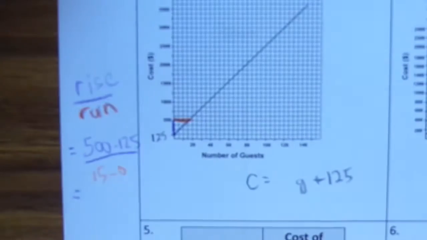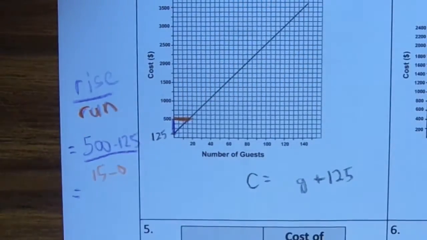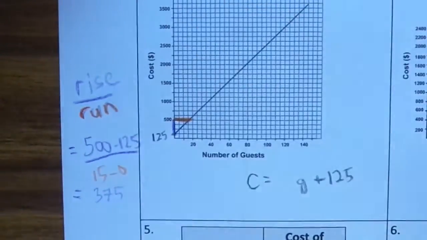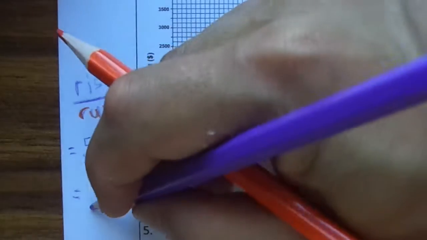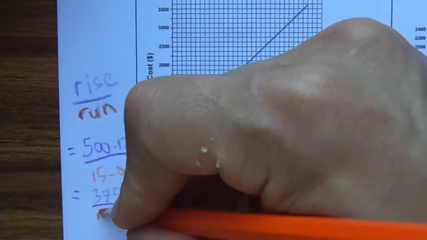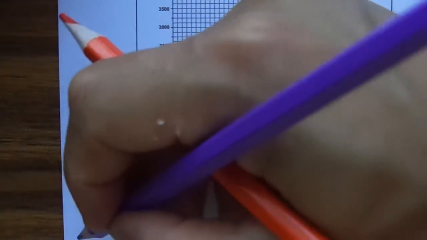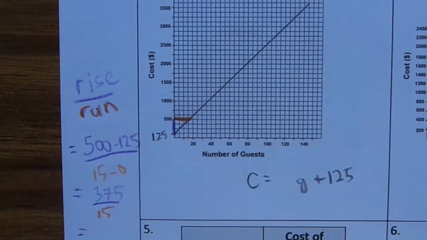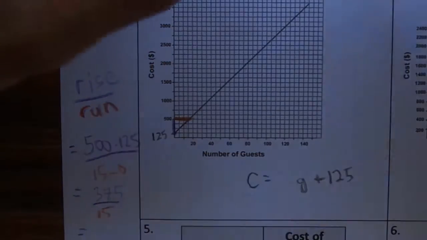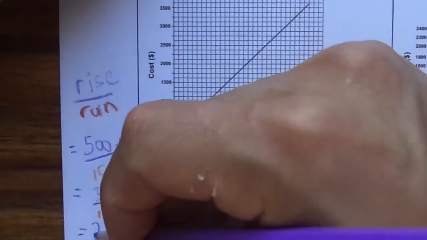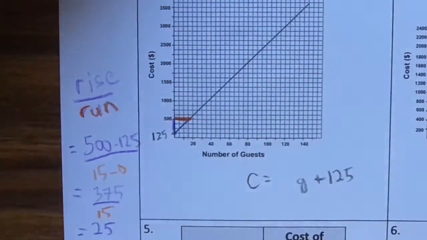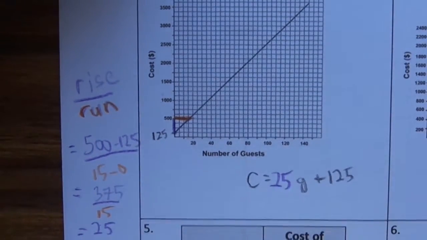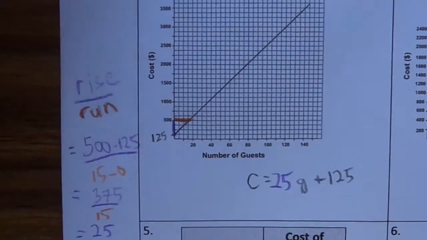Plugging that into your calculator, 500 minus 125 gives you 375, divided by 15, because 15 minus 0 is indeed 15, and that will give us our rate of change. 375 divided by 15 is 25. Now what does that 25 tell us? Correct, it costs $25 per guest. And there you have it.